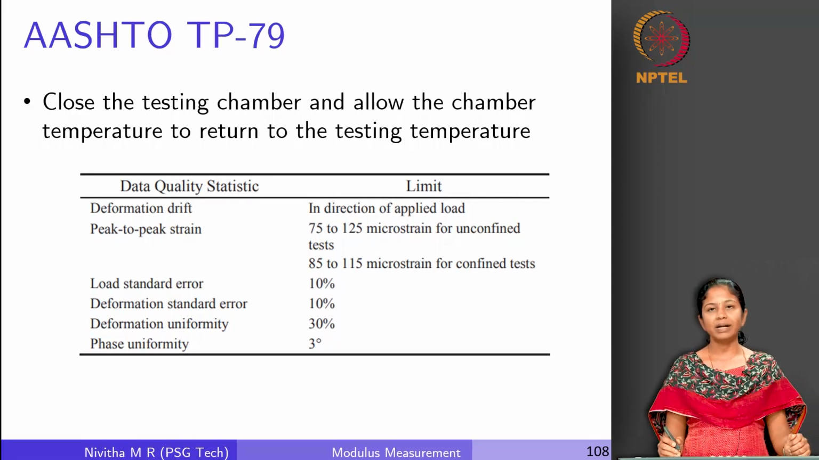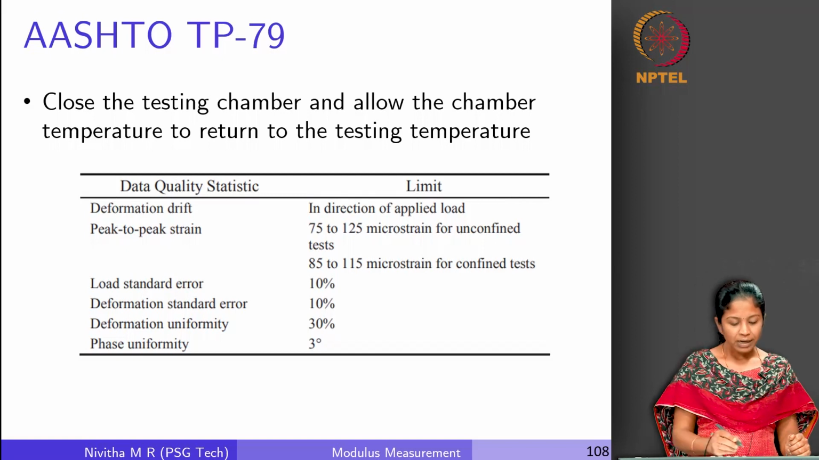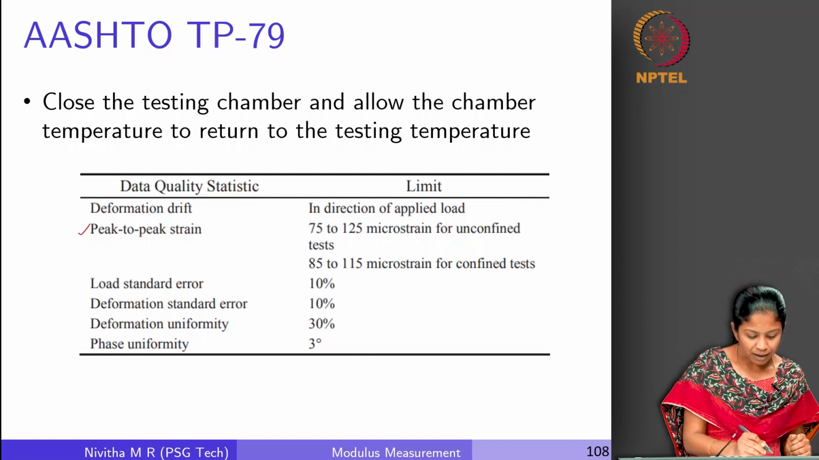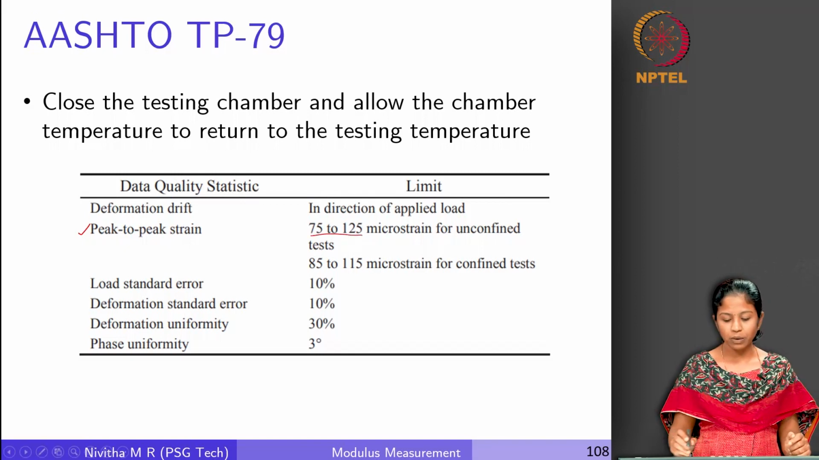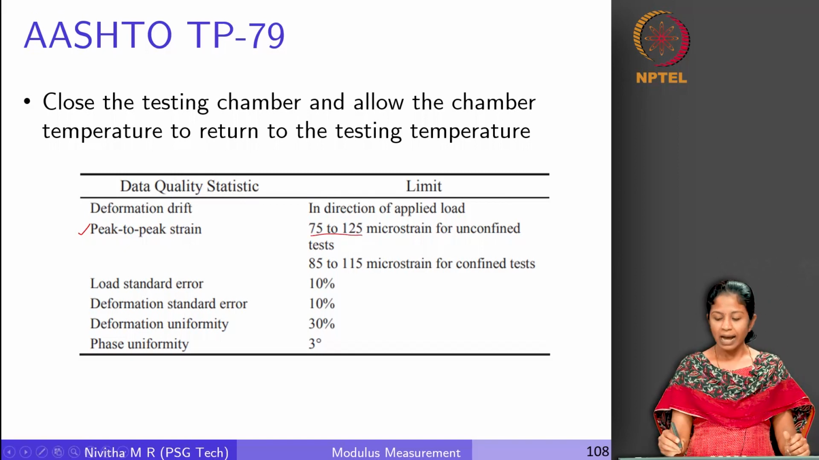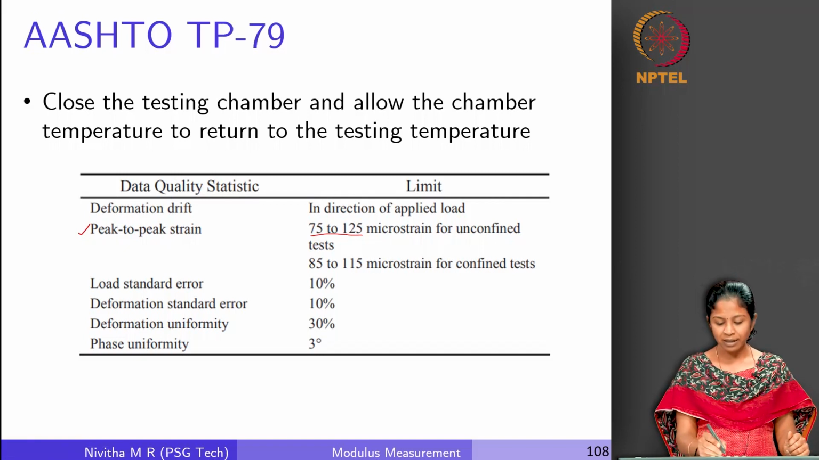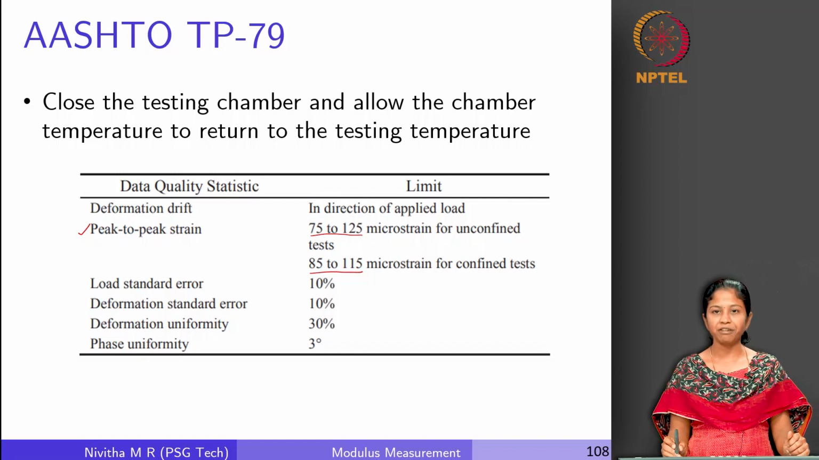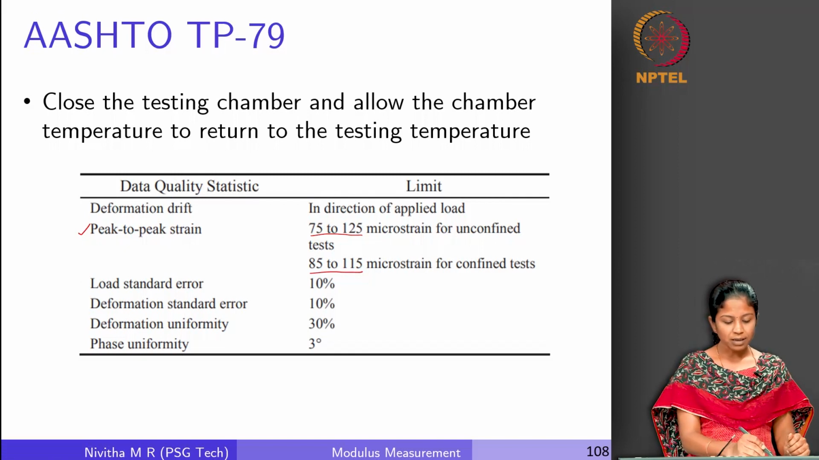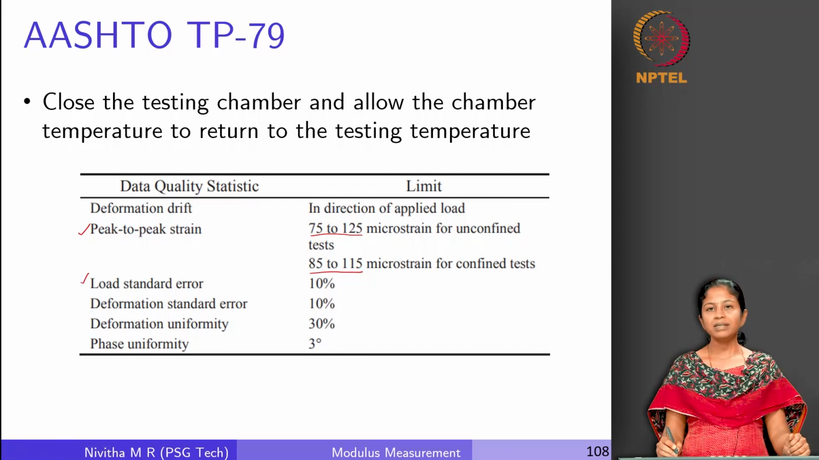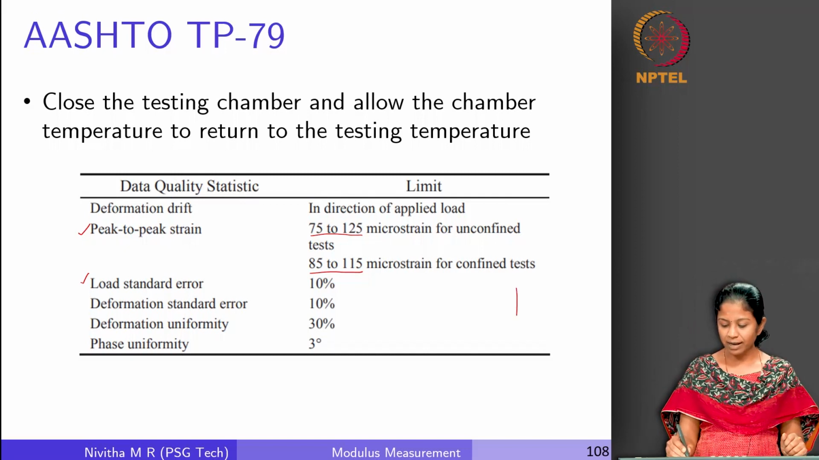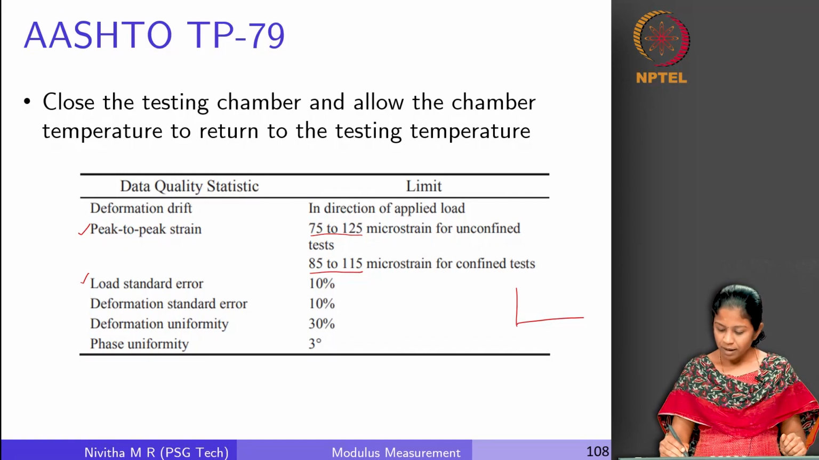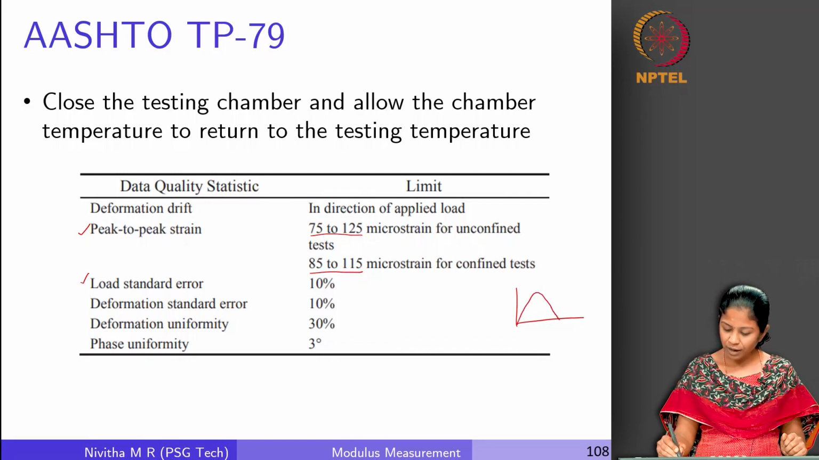There are some data quality parameters that we have to check. Let us look at all of them. The first one that we are interested in is peak to peak strain, just to ensure that the strains are between 75 to 125 micron. Again, this is for an unconfined test. If we carry out the test in a confined condition, then this range is 85 to 115 micron. The second one is the load standard error. This quantifies how close the load is to a standard Haversine loading, right. We have specified a Haversine loading pulse.